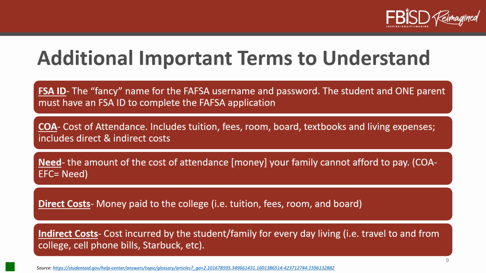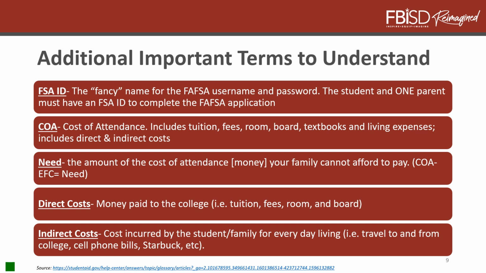The student completes the FAFSA application. So the student must have a FAFSA username and password. The name of the FAFSA username and password is FSA ID. Same thing for the parent. They are two completely separate usernames and passwords, but the application is the student's FAFSA application.